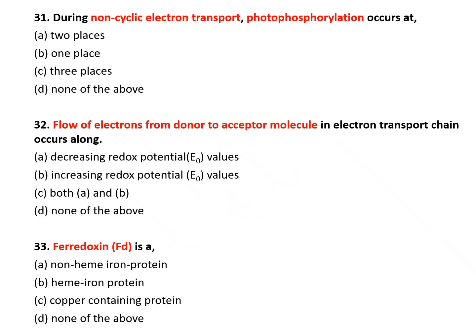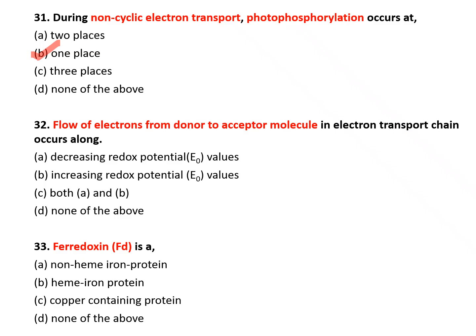The next question, number 31. During non-cyclic electron transport, photophosphorylation occurs at: option A, 2 places; option B, 1 place; option C, 3 places; option D, none of the above. The correct answer is option B, 1 place. It means ATP formation occurs at 1 place.